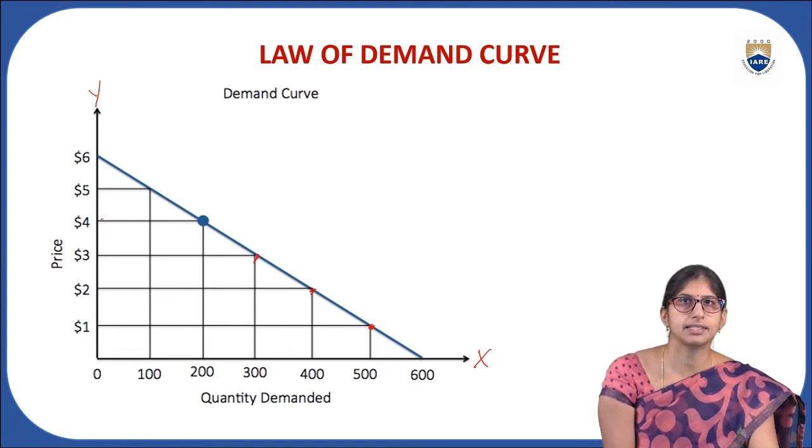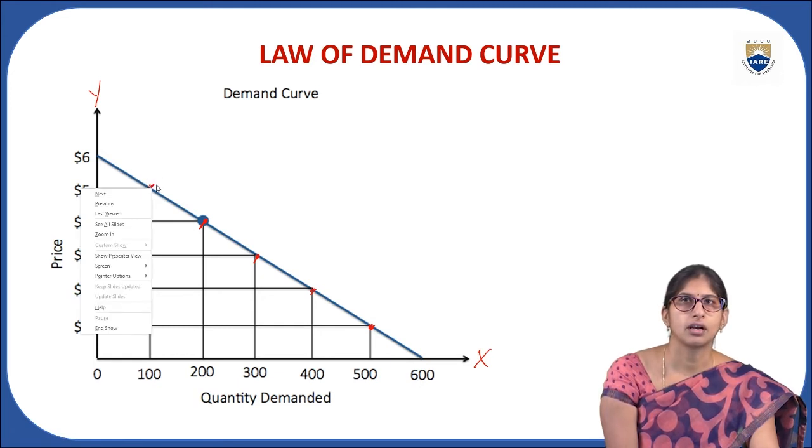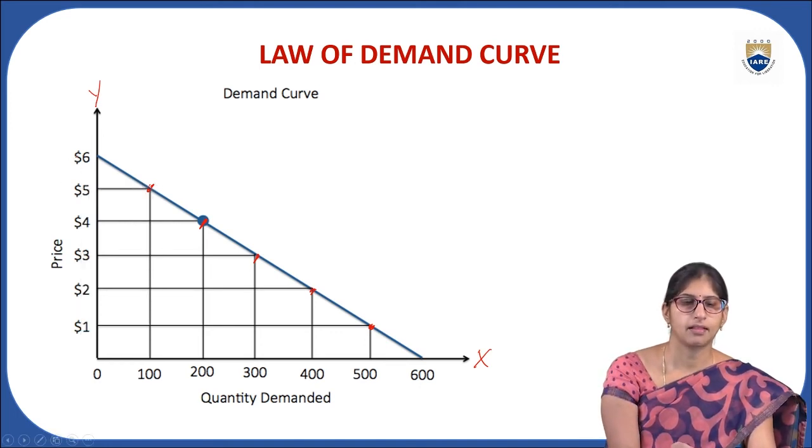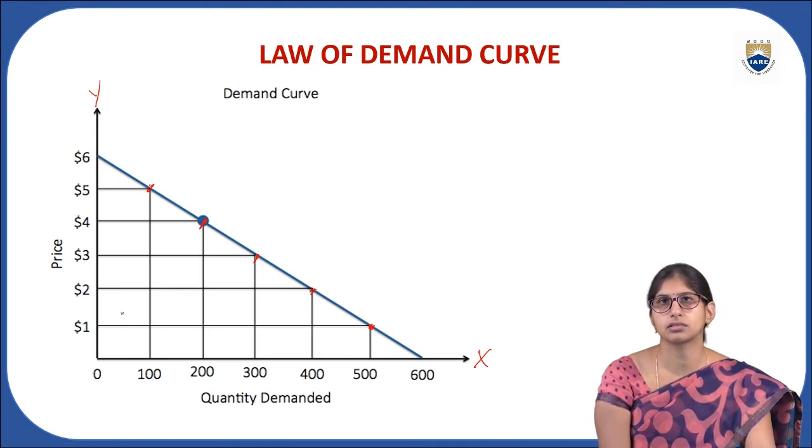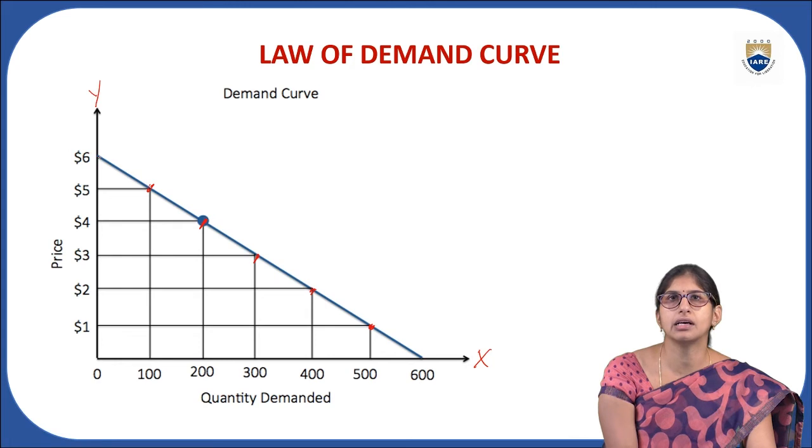And now when the price has increased to $4, our quantity demanded has decreased to 200, right? And now the price has increased to $5, the quantity demanded has decreased to 100. And next, of course, we are not going to take this particular one, that is 0. So now we need to join all these points so that we get a demand curve.